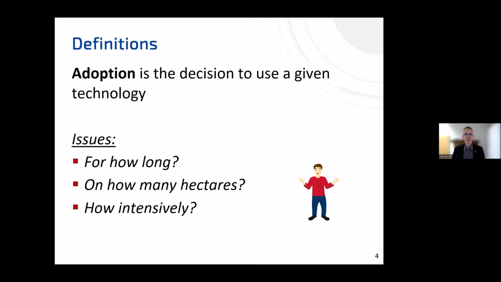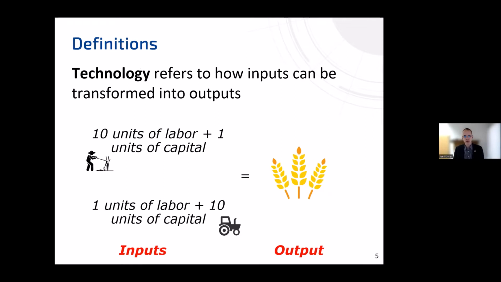Now, another perhaps more contentious, important definition that we have to discuss is the definition of technology. So non-economists usually would associate some tool or a machine with the technology, but economists actually refer to technologies as a way to combine inputs to transform them into outputs. And to explain that, here's a small example.